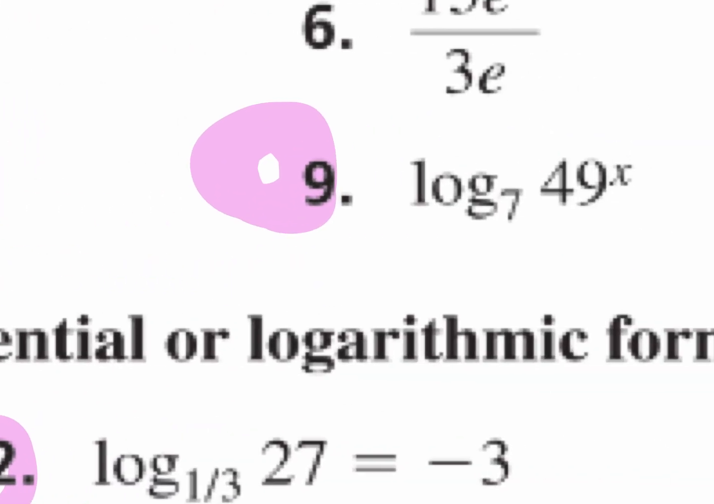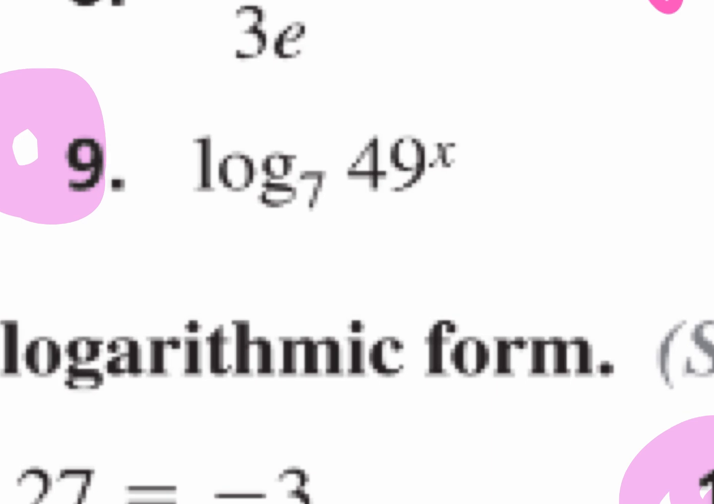All right, let's look at number 9. Here we have log base 7 of 49 to the power of x. We don't have the same base and the same number here, but could I make it have the same number? So how can I make 49 into 7? Perfect. I'm going to change 49 to be 7 squared. And whatever my exponent is, it just gets multiplied to the exponent that's already there. So this is going to be log base 7 of 7 to the power of 2x.